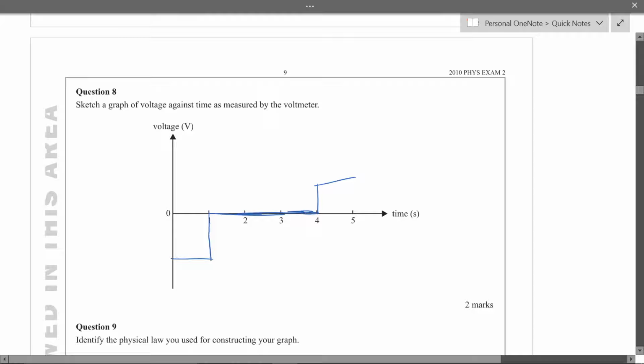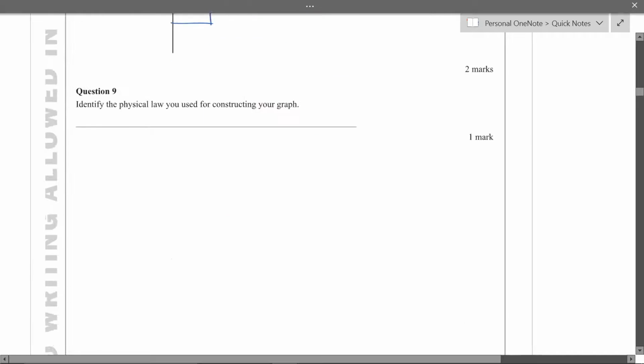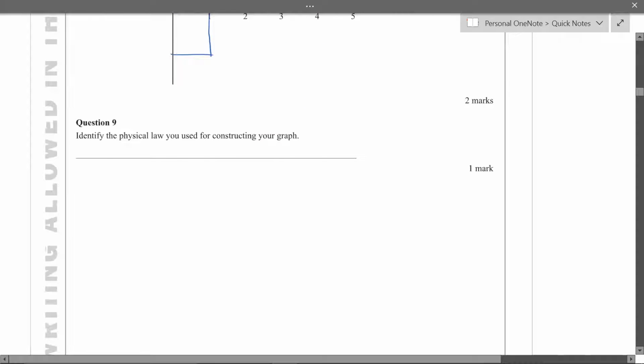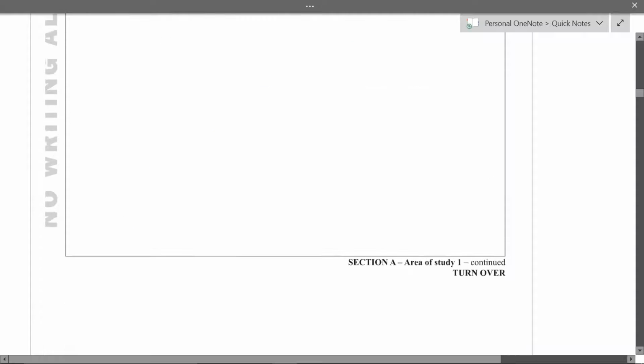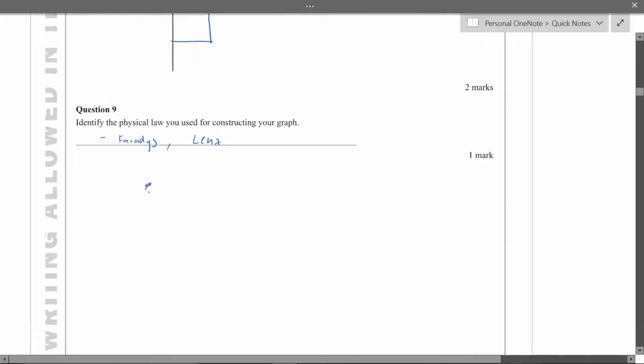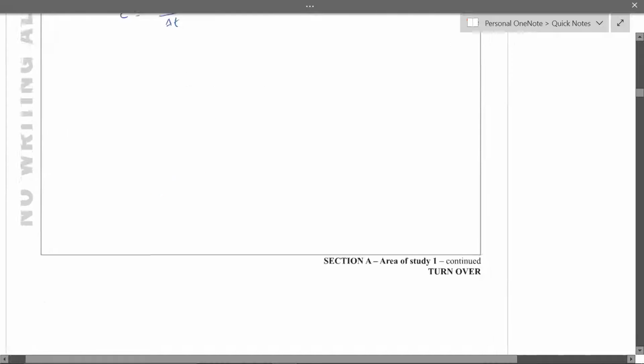Make sure that they can see that this is Lenz's law. You can write Faraday's for the whole equation, or you can write Lenz. I think both were accepted, and I think they also accepted if you just wrote the equation as well. But if they're asking for a law, I think you probably should write the name.